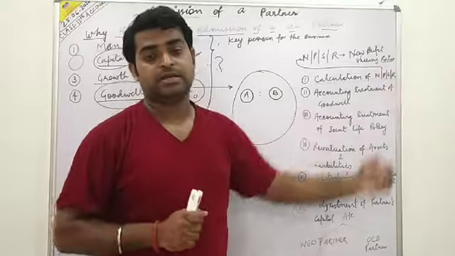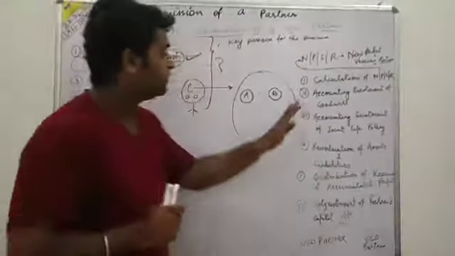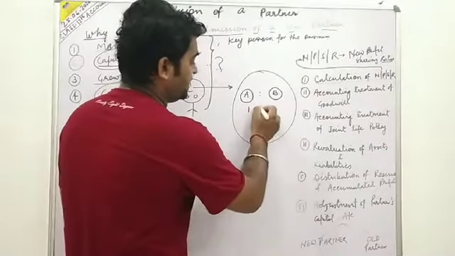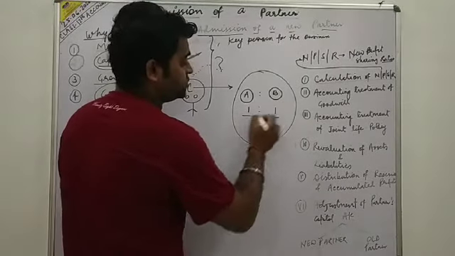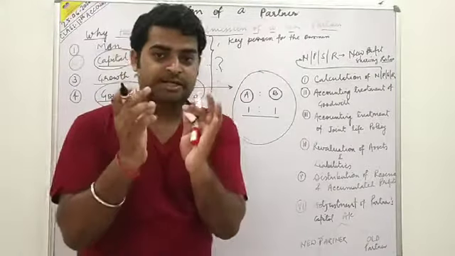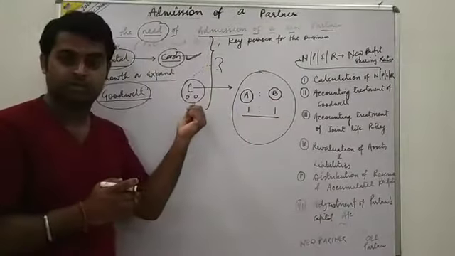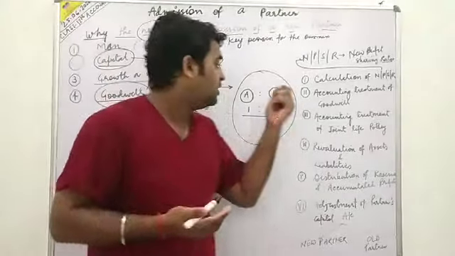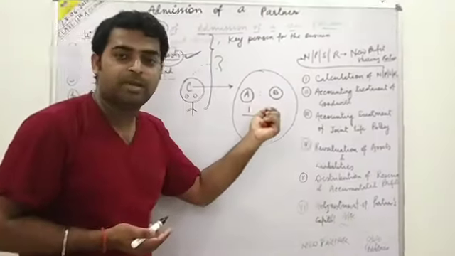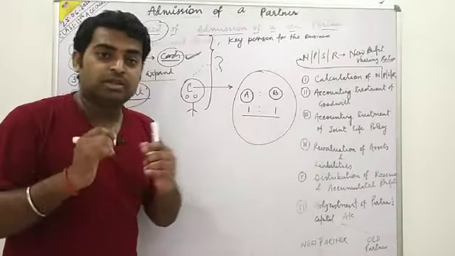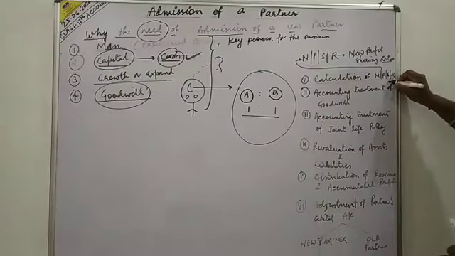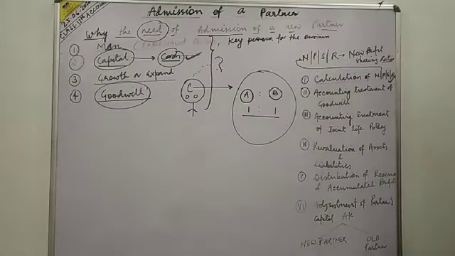New profit sharing ratio means, suppose A and B are two partners and they distribute their profit in the ratio 1:1. What percentage of profit will they give to C, how much will they sacrifice for C, and what will C earn from A and B. So all these things we will study in the first topic, calculation of the new profit sharing ratio.